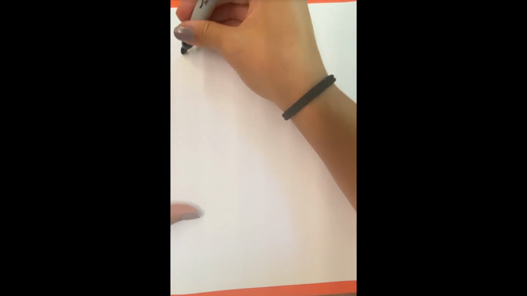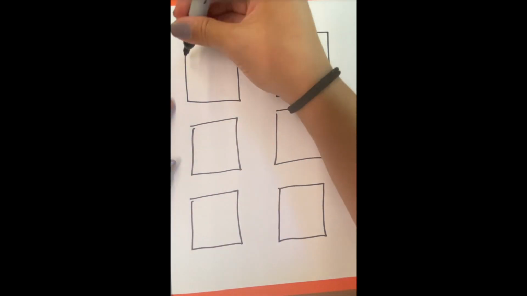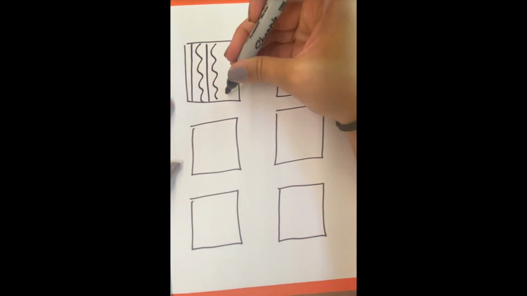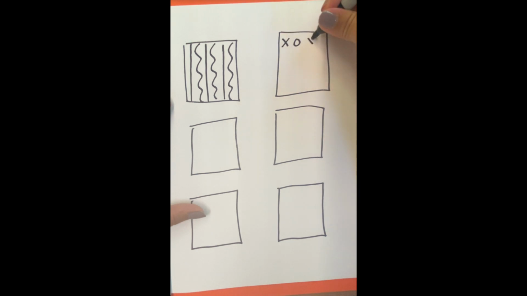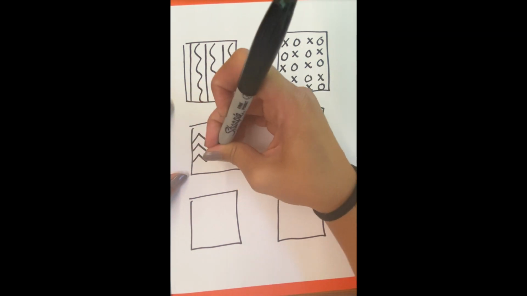So you'll want to grab your sketchbook and turn to a blank page. First, what you'll do is just draw 6 squares or boxes. They don't have to be perfect. These are just areas for us to practice our patterns in. And then just fill each box with a different pattern.